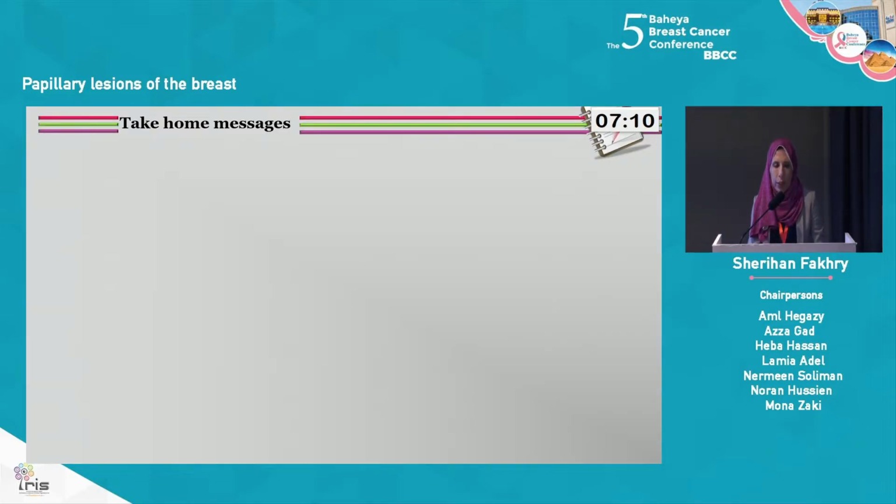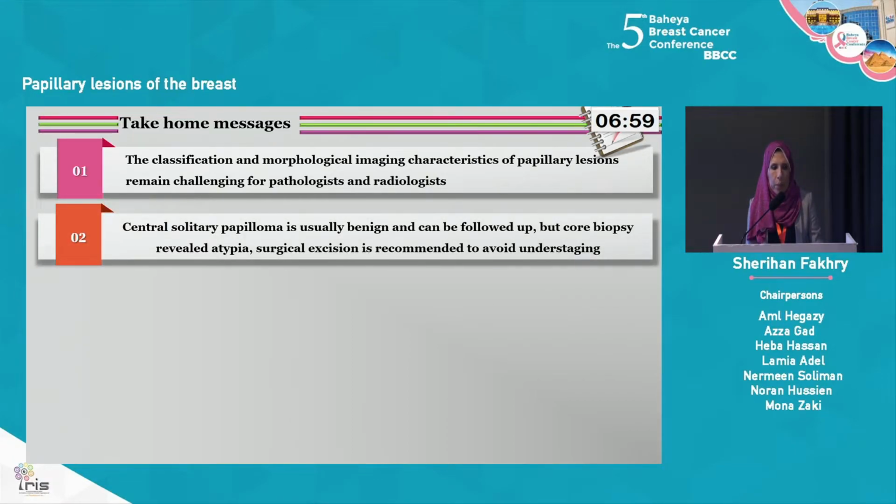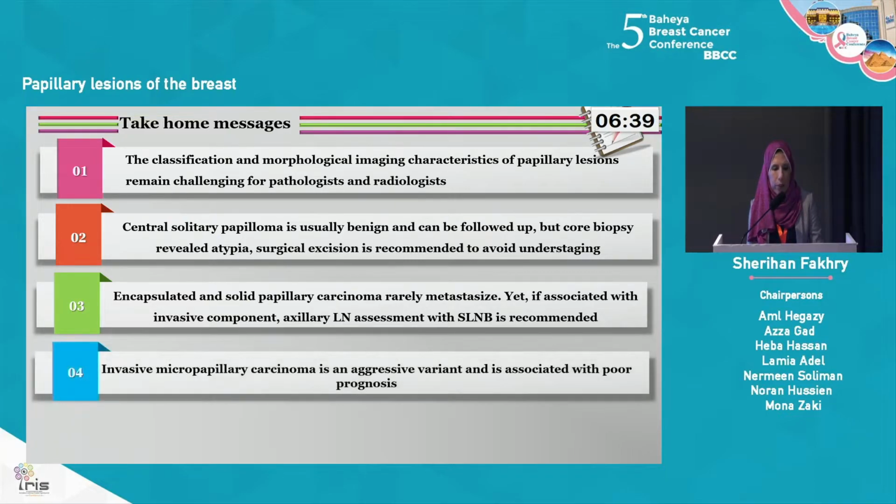So, finally, our take-home messages. The classification and morphological imaging characteristics of papillary lesions remain challenging for pathologists and radiologists. Central solitary papilloma is usually benign and can be followed up, but if core biopsy revealed atypia, surgical excision is recommended to avoid understaging. Encapsulated and solid papillary carcinoma rarely metastasize, yet if associated with invasive component, axillary lymph node assessment with sentinel lymph node biopsy is recommended.